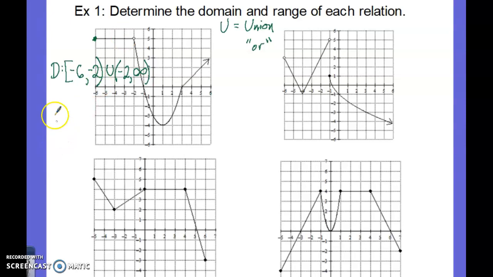Now, as we look at the range in this problem, well, if for domain we go left to right for the x values, it makes sense for the range to go from the bottom to the top.